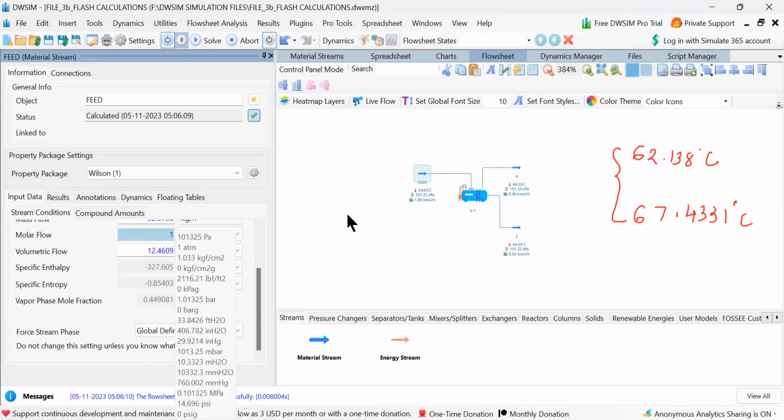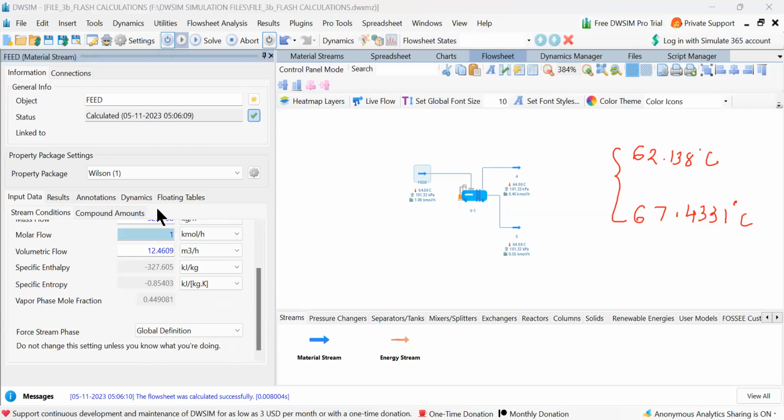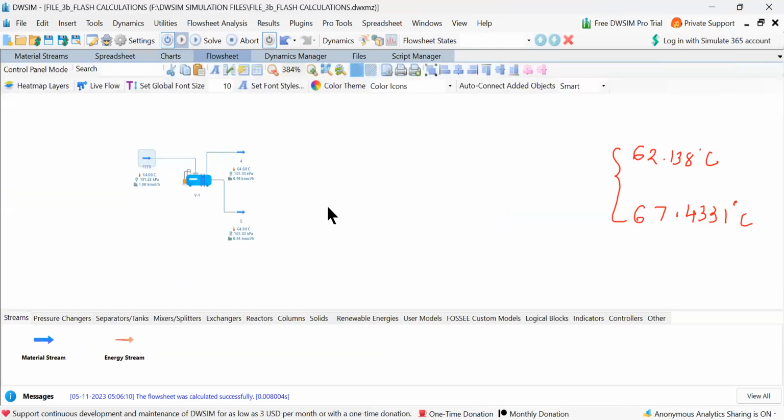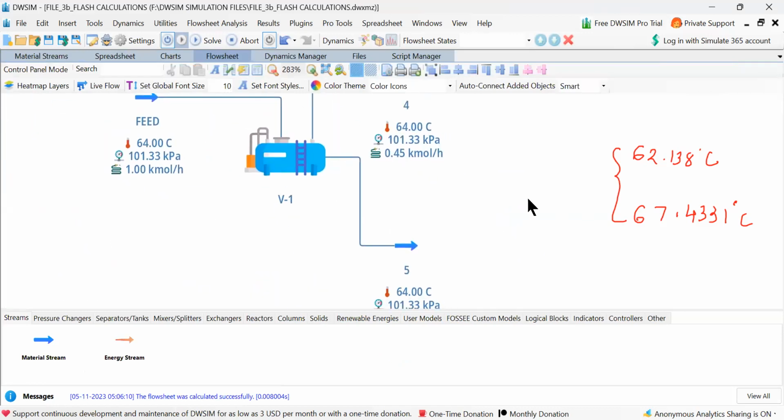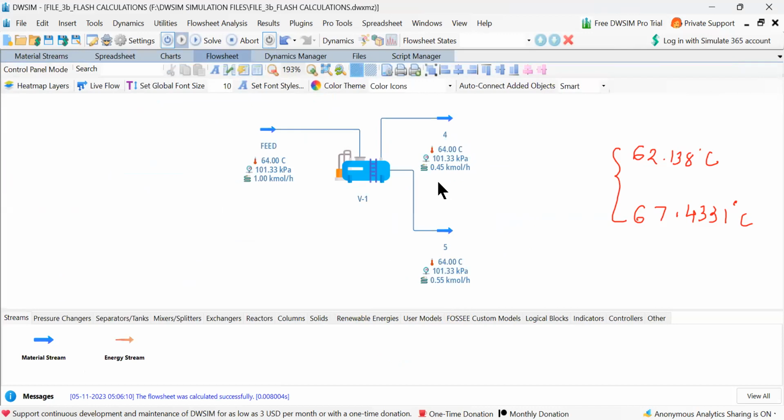Now let me make the screen bigger. You can see there is a change in the molar flow here. The feed is 1 kilomole per hour, temperature is 64 degrees centigrade. That is what we have specified. And on the vapor side, the temperature is 64, pressure, and you see the flow here as 0.45 kilomoles per hour. And on the liquid side, that is the bottom, 64 degrees centigrade, 101.33 kilopascals, and 0.55 kilomoles per hour. That means both phases are being formed. That is what is very important.